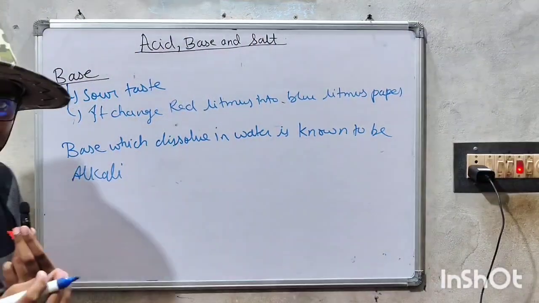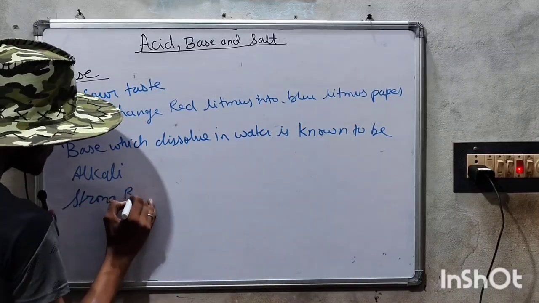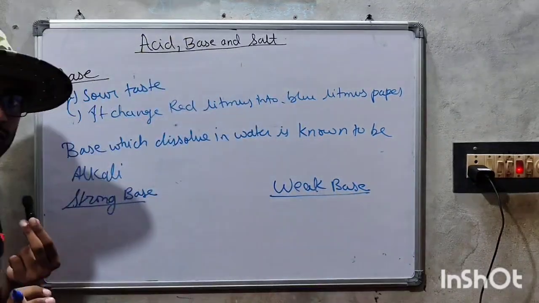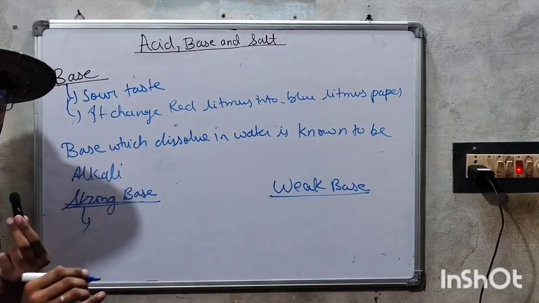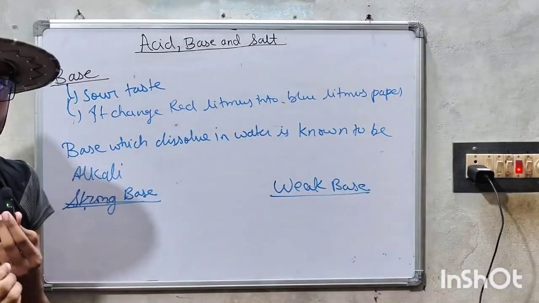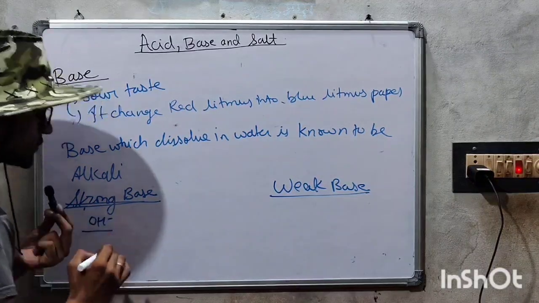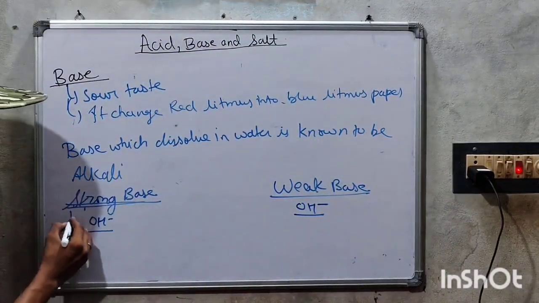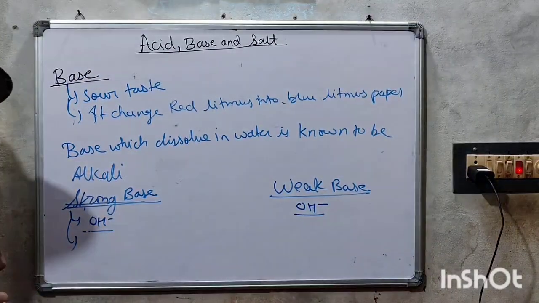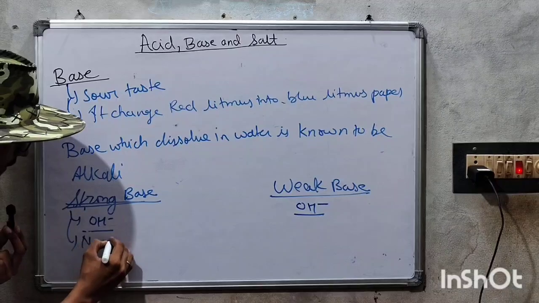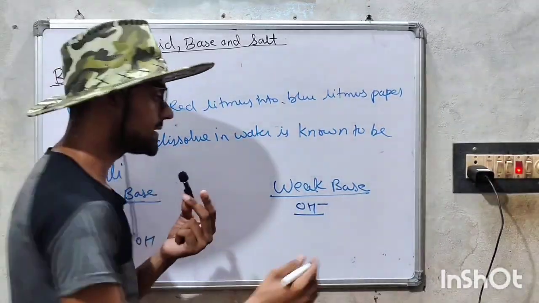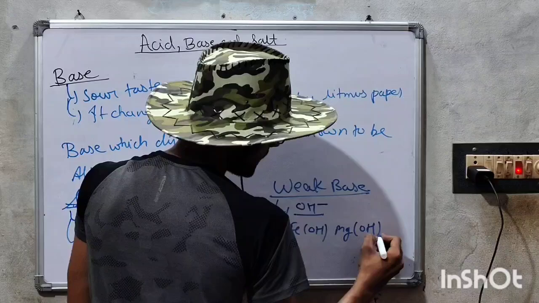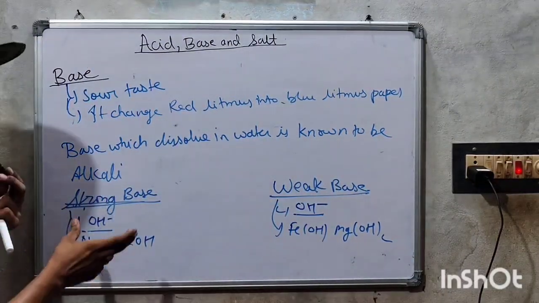And now we will talk about strong base and weak base. A strong base is one which releases more hydroxide ions. And a weak base is one which releases fewer hydroxide ions. Examples of strong bases are NaOH and KOH, and examples of weak bases are Fe(OH)2 and MgO, that is milk of magnesia. So this is about strong base and weak base.